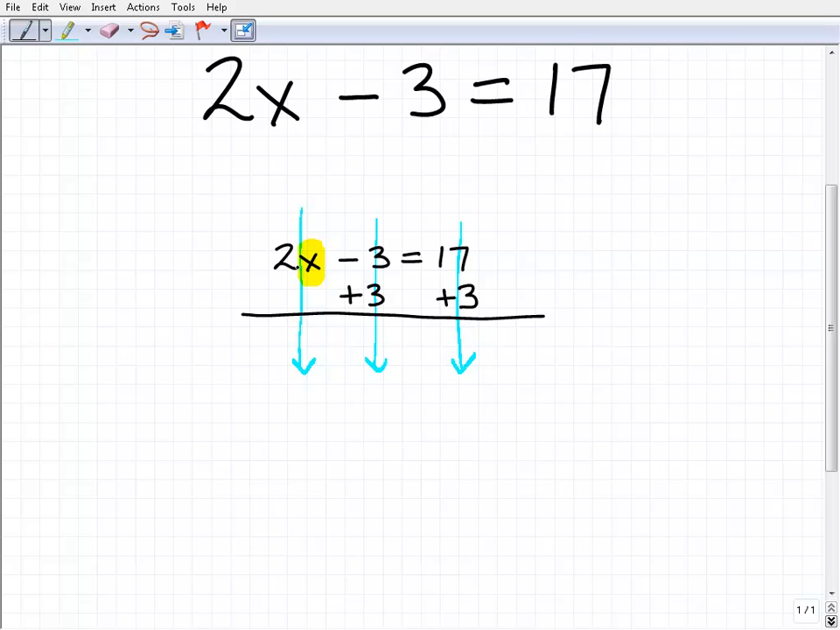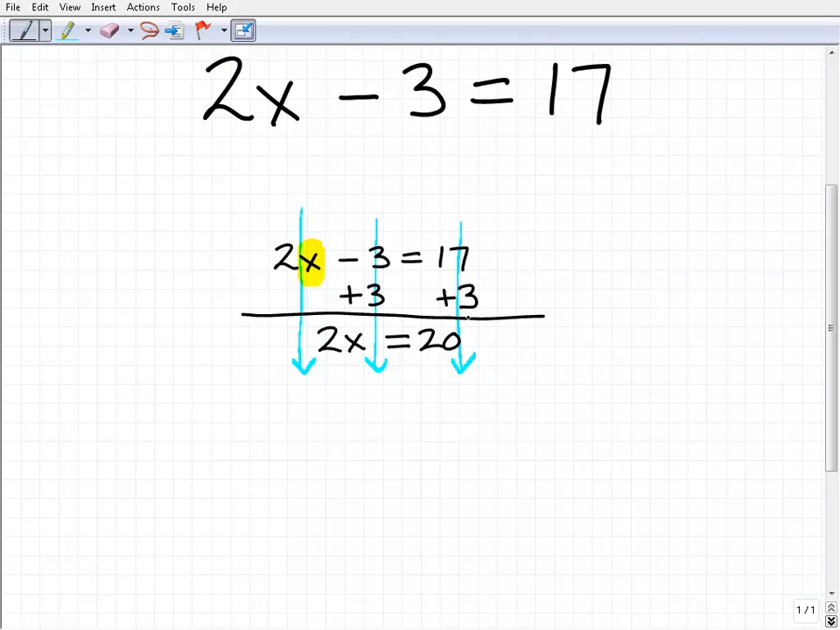So this is going to be 2x plus nothing, right? Because there's nothing under the 2x. It's just going to be 2x, right? 2x plus nothing is 2x. So I'll write that right here. And then negative 3 plus 3, or minus 3 plus a positive 3, is 0. And that's what I wanted. I wanted to get rid of that negative 3 on the left-hand side. So we don't have to write anything there because it's 0. I'm going to put my equal sign. And then 17 plus 3 is 20.